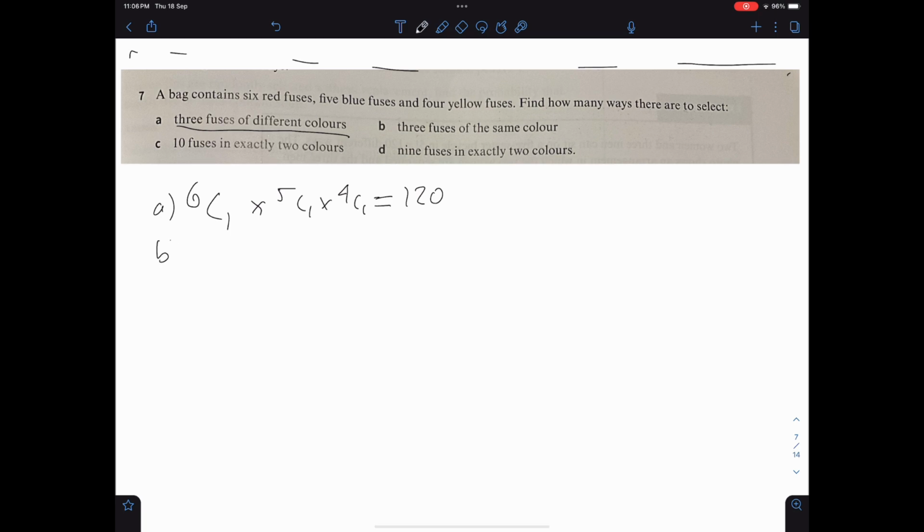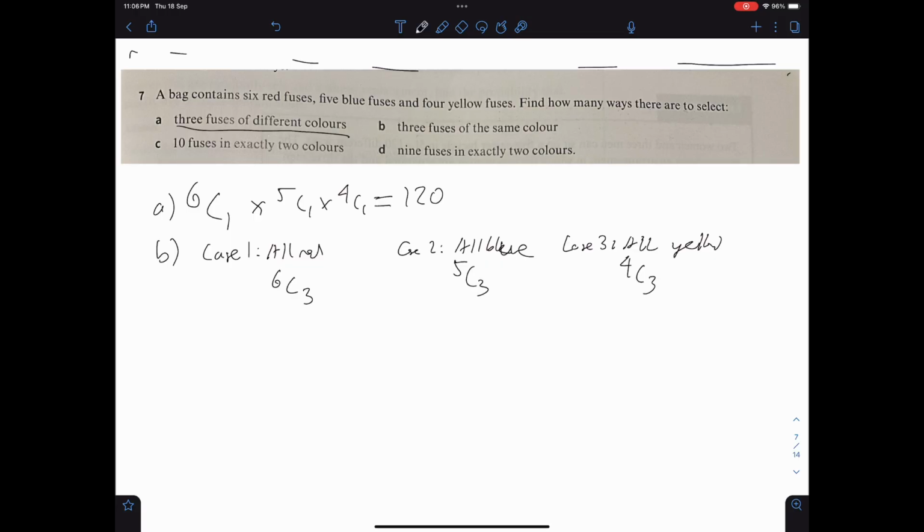And then B is 3 fuses of the same colour. And so, case 1, all red. Case 2, all blue. Case 3, all yellow. So this would be 6 choose 3. This would be 5 choose 3. And this would be 4 choose 3. So this is 20, this is 10, and then this is 4. So 20 plus 10 plus 4 is equal to 34.